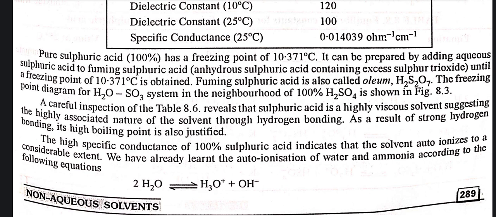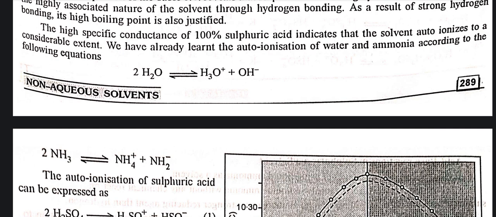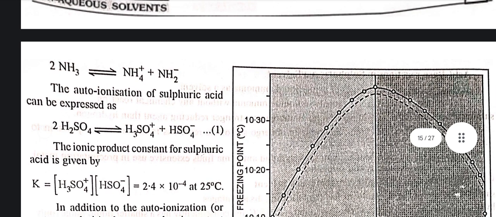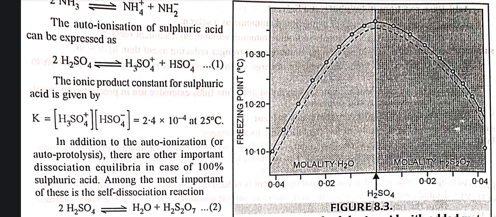We have already learned the autoionization of water and ammonia according to the following reaction equations. The autoionization of sulfuric acid can be expressed as follows. The ionic product constant for sulfuric acid is given by K equal to 2.4 times 10 raised to the power minus 4 at 25 degrees Celsius.